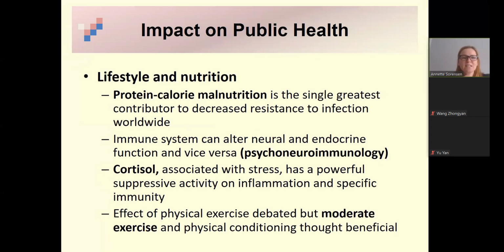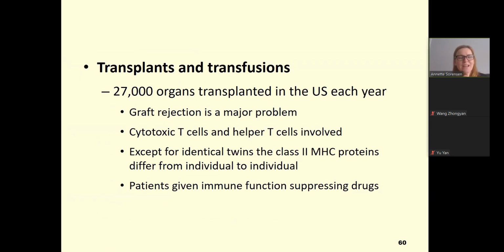Now, you might have guessed this, but obviously transplants and transfusions. Immune cells are really important because they lead to rejection of transplants. There are 27,000 organs transplanted in the United States every year, and graft rejection is one of the major problems. So why do you get graft rejection? Well, the immune cells involved are the cytotoxic T cells and the helper T cells.